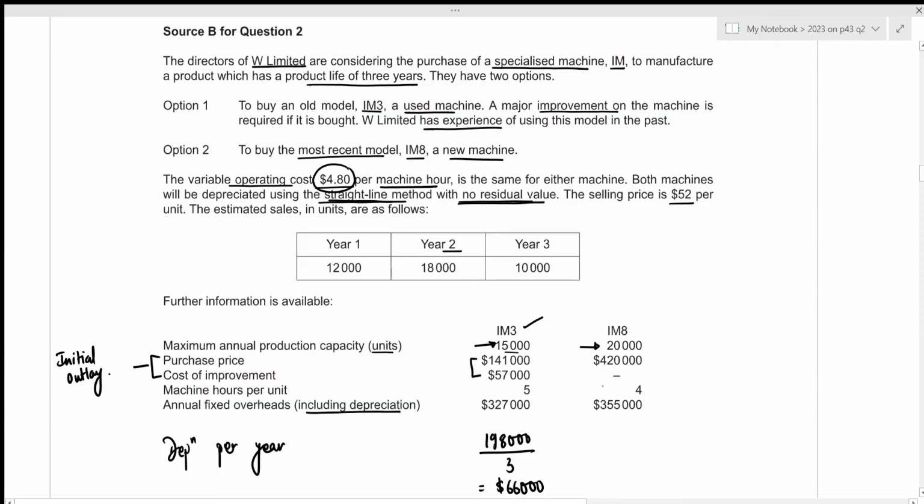We repeat the same process for IM8. We have the initial outlay of 420,000. We divide it by the number of years, which is 3. And this gives the depreciation charge per year of 140,000. And remember, we need to exclude this depreciation per year from our annual fixed overheads, which means that we just need to subtract these values from the annual fixed overheads while incorporating the fixed overheads for the calculation of net cash flows. That is all for the given information.